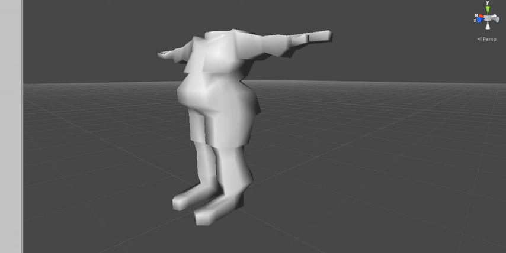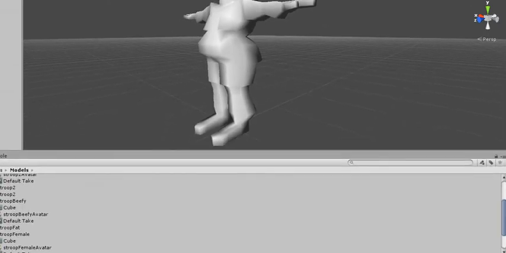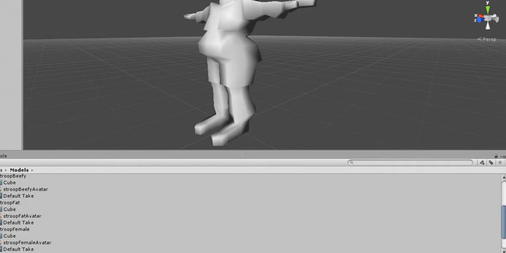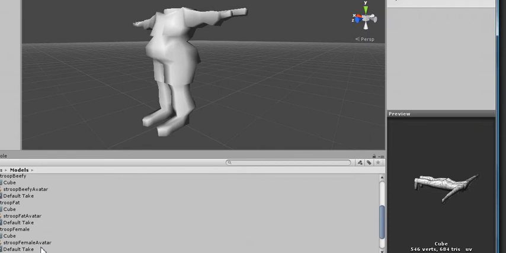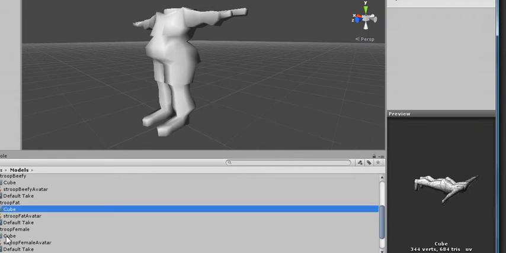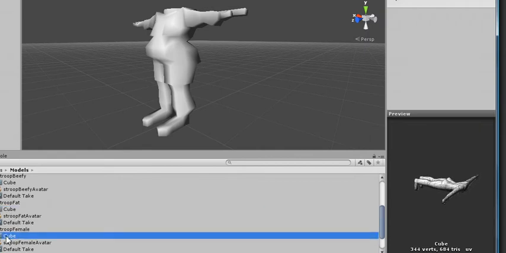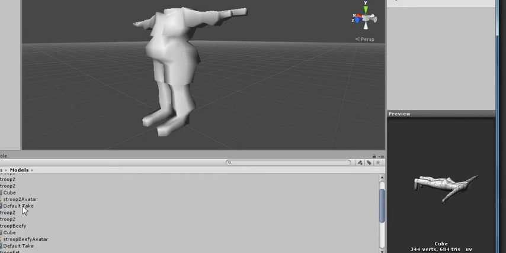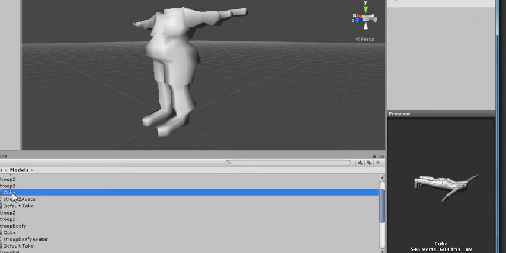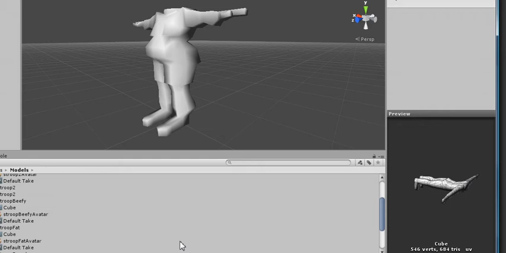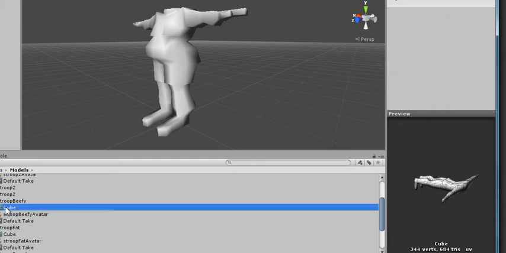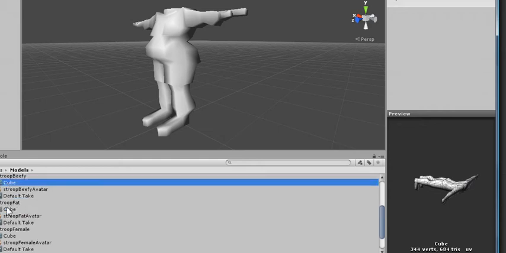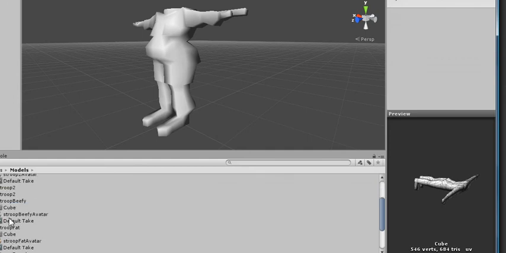So here in the lower part of the window, these two don't have UV maps. So let's go ahead and bring them in here. This one doesn't have a UV map. It has 344 verts. This one does have a UV map. 546 verts. So 344 verts versus 546.